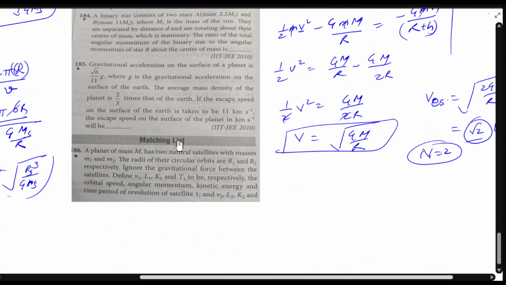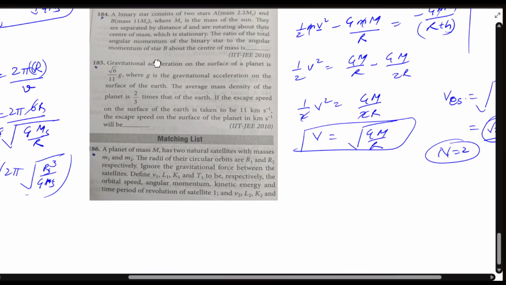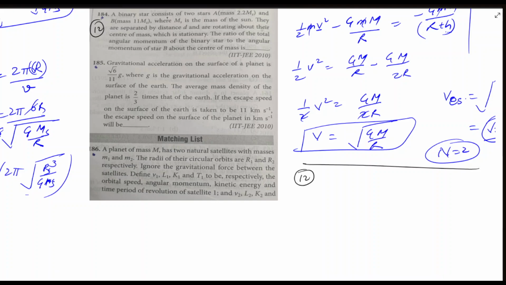So yes, this will be our 12th question. So what we have here is a binary star consisting of two stars, this, where m is the mass of the sun. They are separated by distance d, and are rotating about their center of mass, which is stationary. Find the ratio of total angular momentum of the binary star to the angular momentum of B about their center.